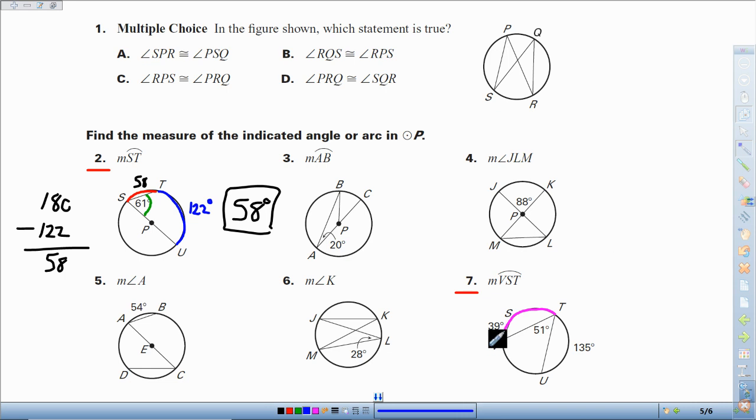We can see that this part of our arc right here is 39 degrees. So what I'm thinking is if I can find the rest of this arc, I can add those together and I'll have the whole thing. So how can I do that?